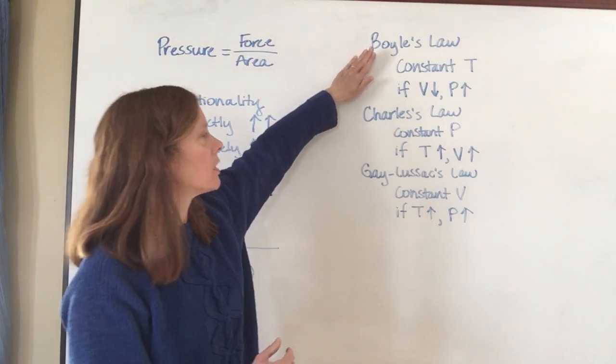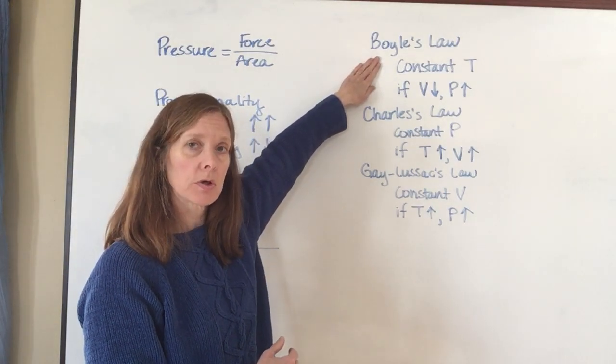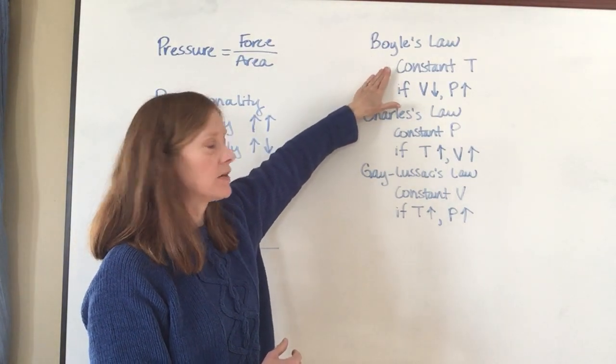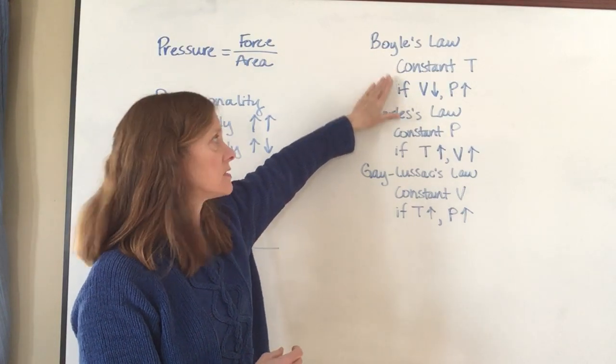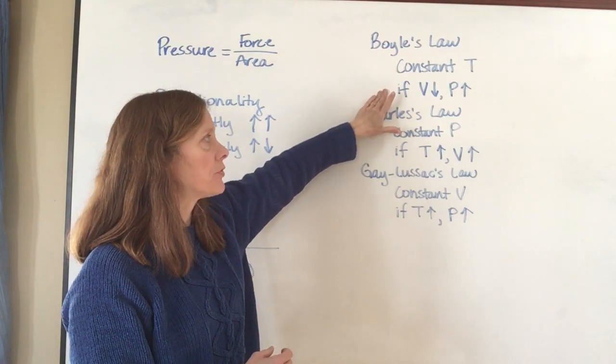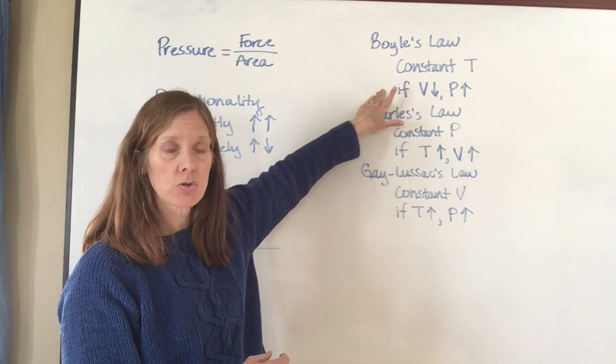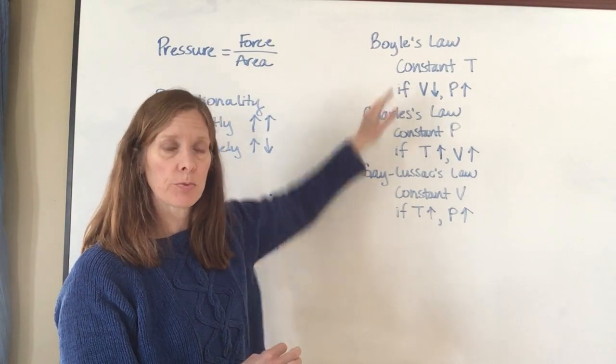So the first law that you've already read about in your book is Boyle's law, and it says that if the temperature is constant, then if the volume goes down, the pressure is going to go up. So they are inversely proportional.